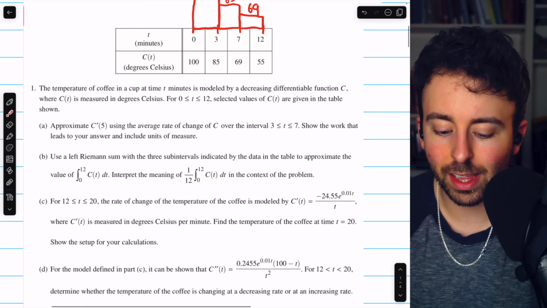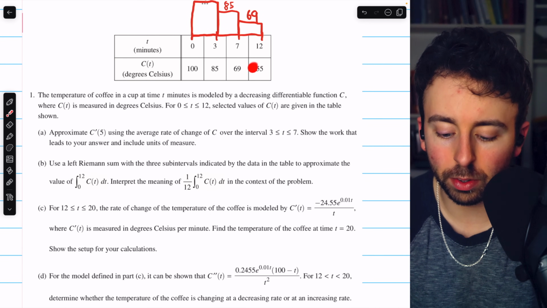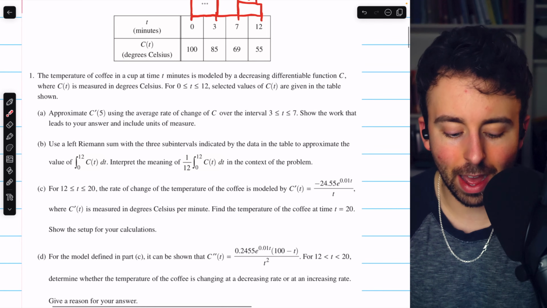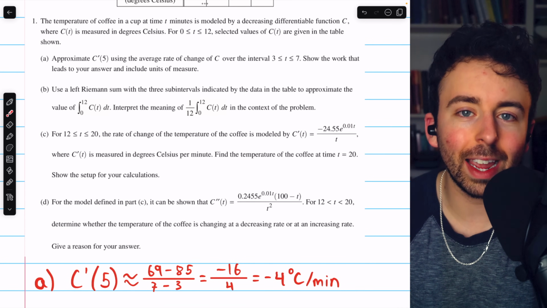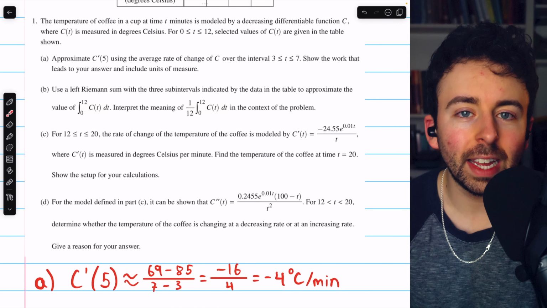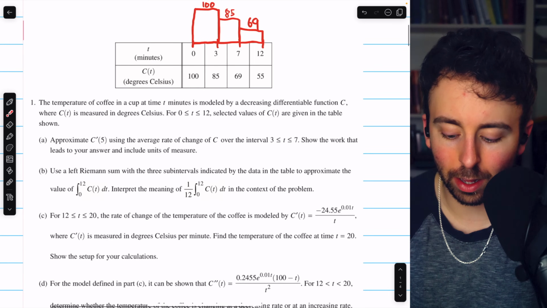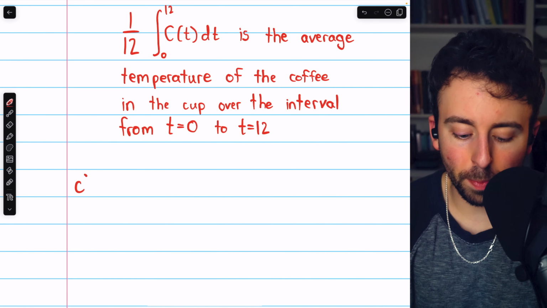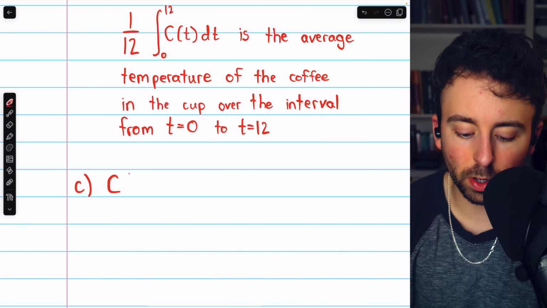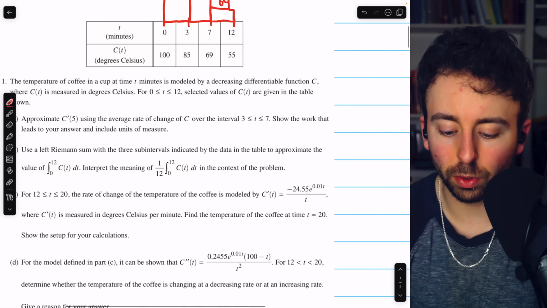We'll just take the last value we were given in our table. At t equals 12, we know the temperature is 55. And then we can use this derivative, this rate of change, to integrate and accumulate the temperature from t equals 12 up to the desired time at t equals 20.